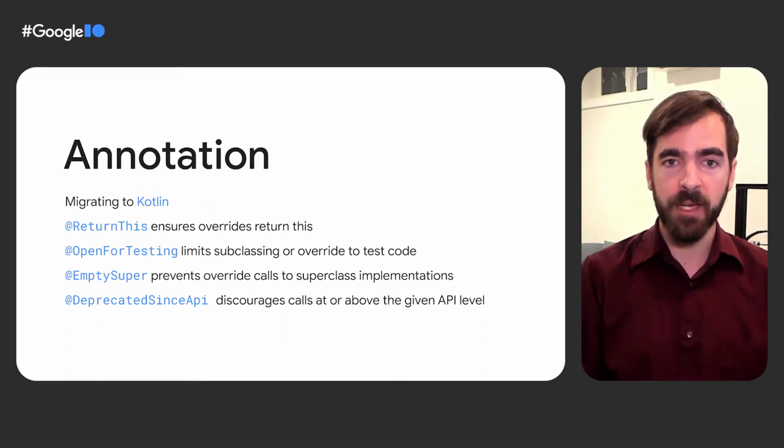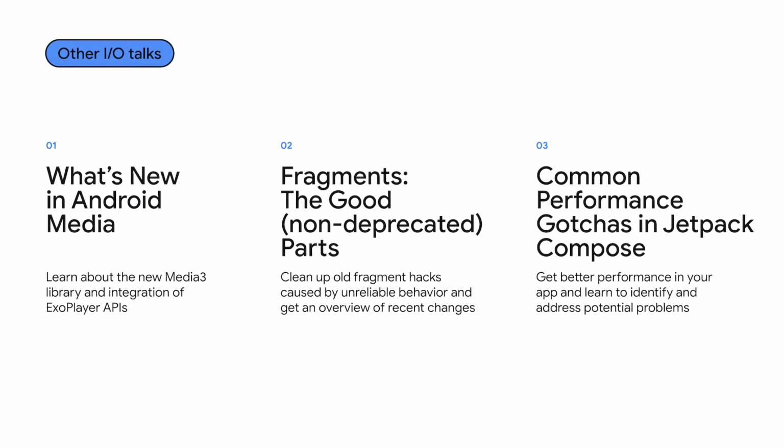We've also added a number of highly requested annotations with corresponding lint checks, including several concerning method or function overrides, and the deprecated since API annotation, which provides a corollary to requires API and discourages use beyond a certain API level. We also have exciting news for developers using the media libraries. Media 3 has launched, which includes the initial stages of merging ExoPlayer and providing a unified API surface. You can learn more about that in the What's New in Android Media talk.